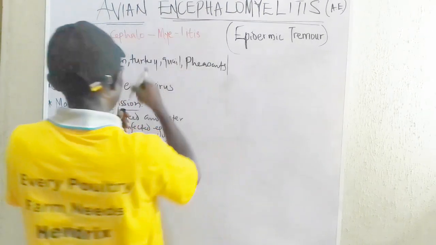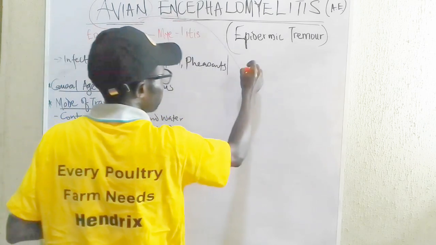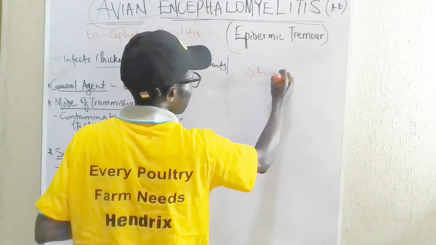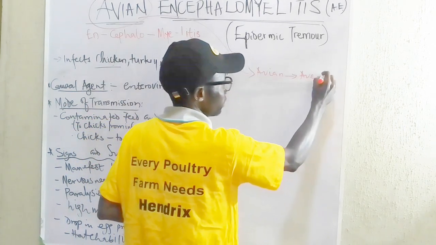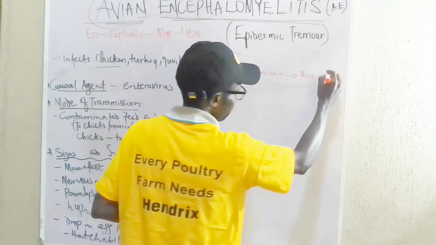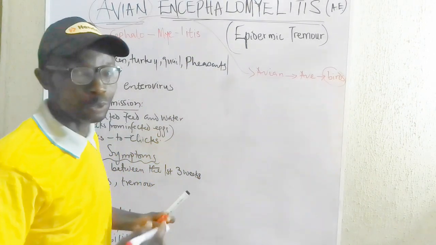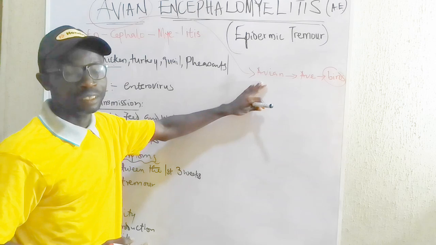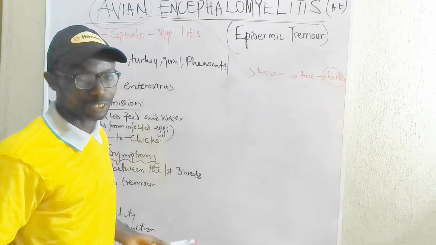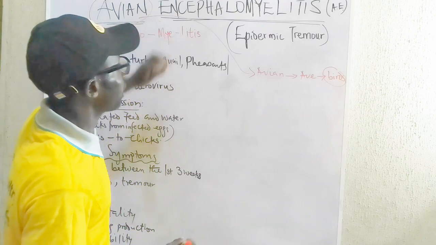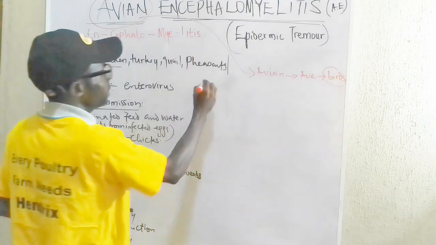Let's even start from avian. Avian means from aves. In science, aves refer to birds: chicken, pheasant, turkey, quail, the others. You can have avian influenza, meaning it's not the one that affects humans basically. Then you have encephalomyelitis. Let's split it this way.